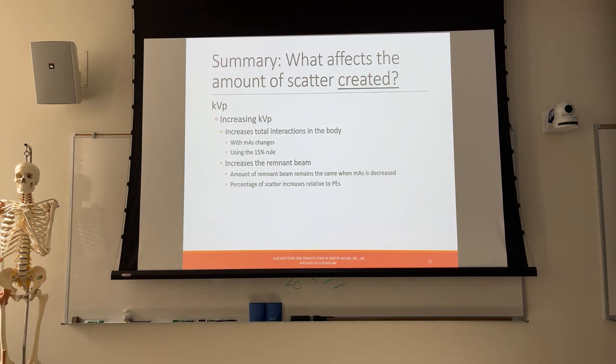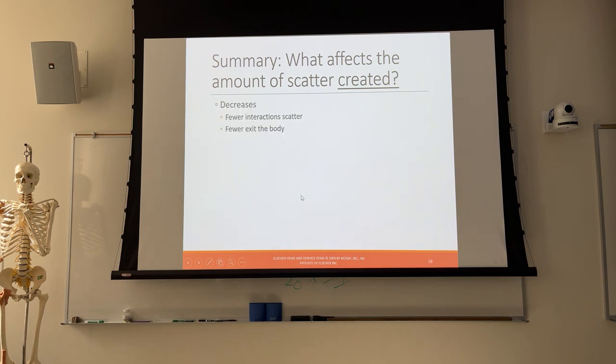So what we get is an increase in total interactions inside the patient's body. If we have no changes in mass, then what we get is a lot more penetration through the patient. With changes in mass, with the 15% rule, we still have a decrease in absorption in the patient, more penetration through the patient, specifically scatter radiation, right? So a higher percentage of what we scattered inside the patient is going to penetrate through the patient. So we have increases in the remnant beam, especially if we don't change our mass, and we have a lower percentage of PEs, more penetration, more scatter penetration through the patient.